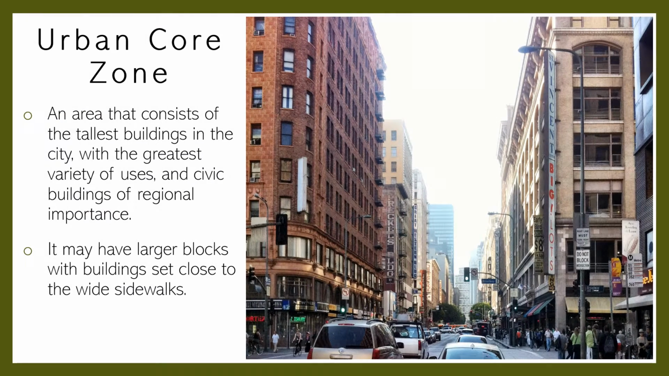The urban core zone. The urban core zone is an area with the tallest buildings in the city and the greatest variety of uses. This includes civic buildings of regional importance. Building types range from 5 stories or more and are mostly large-scale office buildings, hotels, and apartment complexes. It may also include larger blocks with buildings set close to sidewalks. Downtowns are a perfect example for this zone.